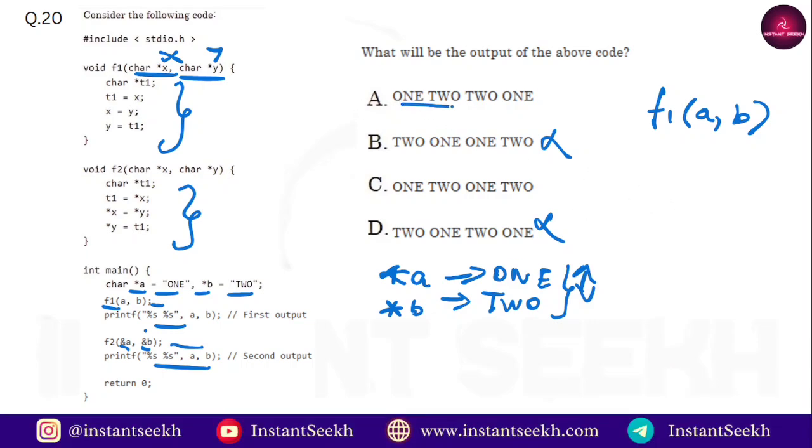So first your output for f1 will be 1 2, and for f2 it will be 2 1. So the correct answer for this particular question is answer A. Always remember the difference between pass by value and pass by reference. Pass by value creates a copy of your variable. With pass by reference, whatever changes are done will be reflected on your original variables, whether it is a pointer or a normal variable. So answer A is the right answer. Let's move on to the next.